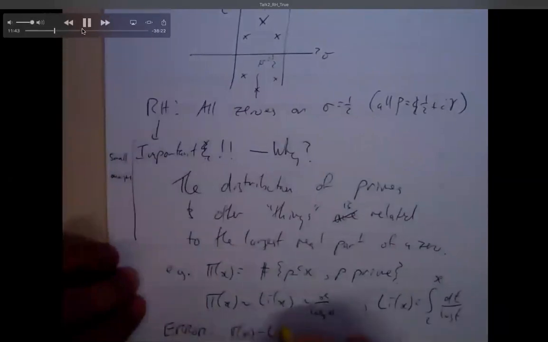So this logarithmic integral here, dt over log t. If you integrate by parts, you could give that to a first-year university student. You integrate by parts, the first term that pops out is x over log x. That's why it's written in this way.